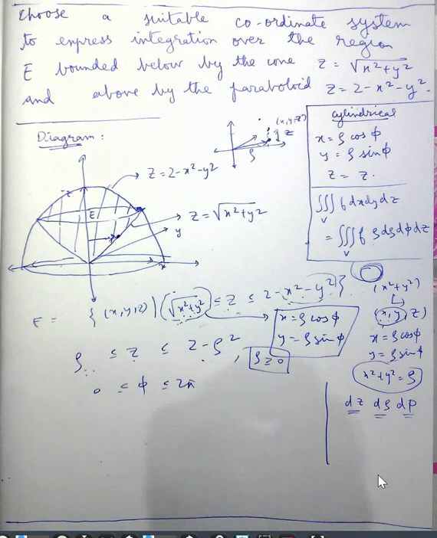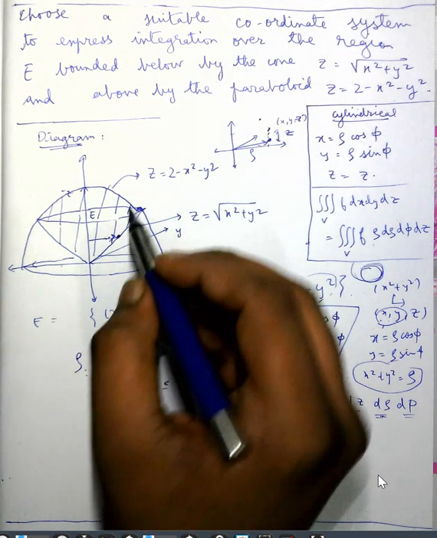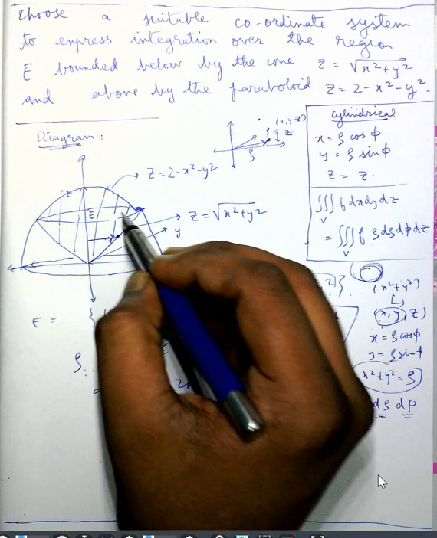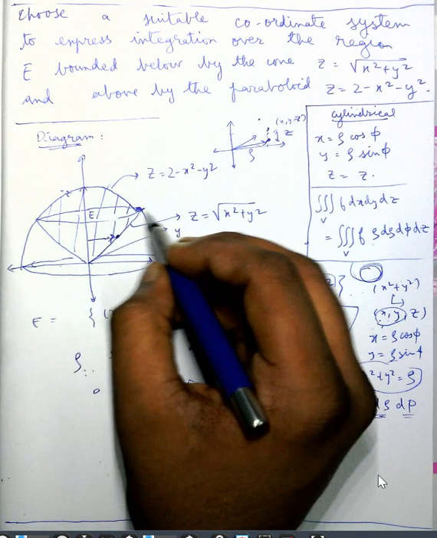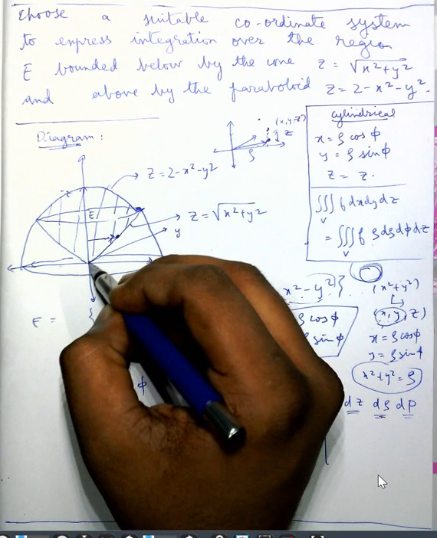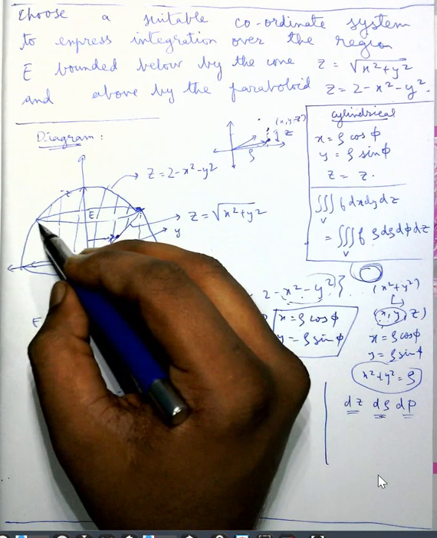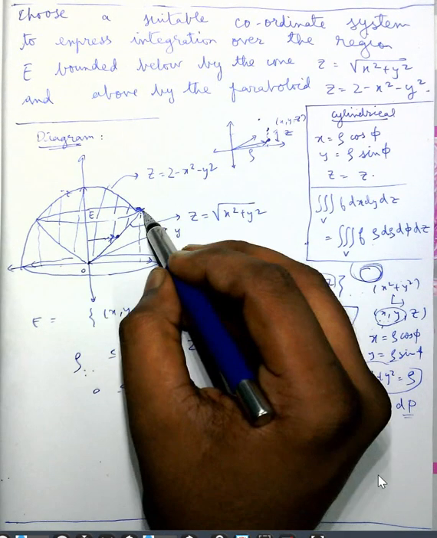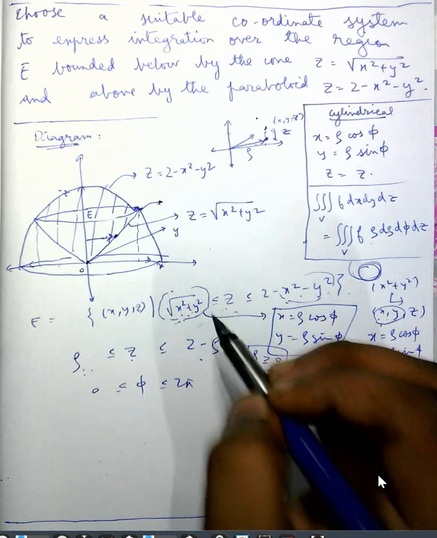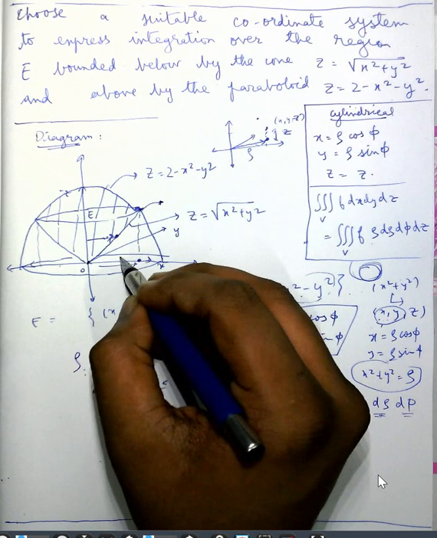And lastly, we want to deal with rho. The value of rho goes from 0 to, let's say, something, so we want to find out the maximum possible value of rho. The minimum possible value of rho is definitely 0. The maximum possible value of rho occurs at this point, so you want to find out the value of rho here.